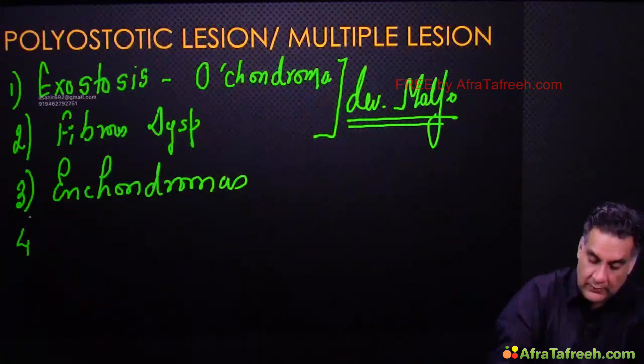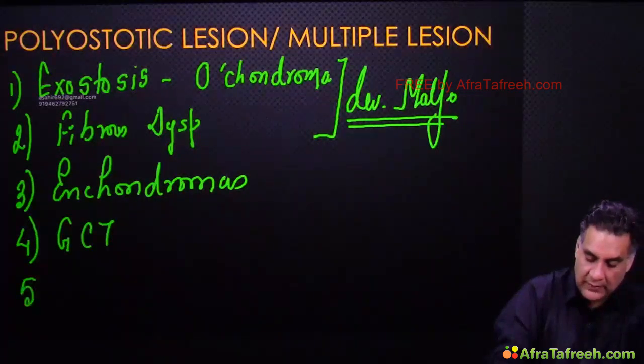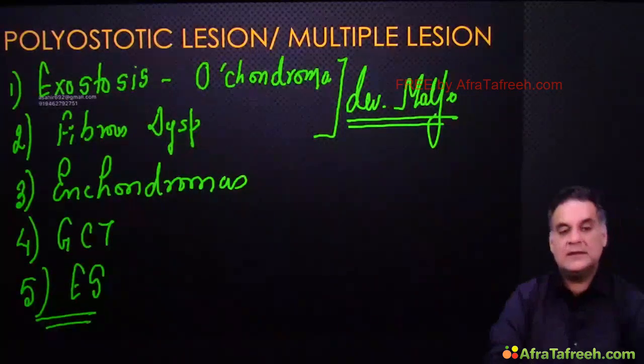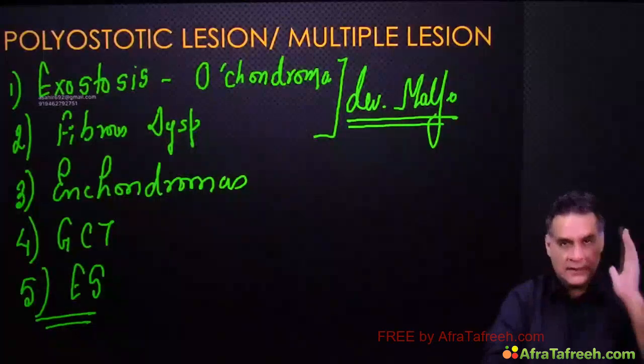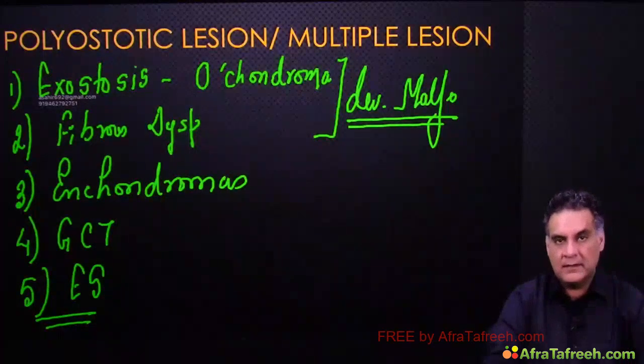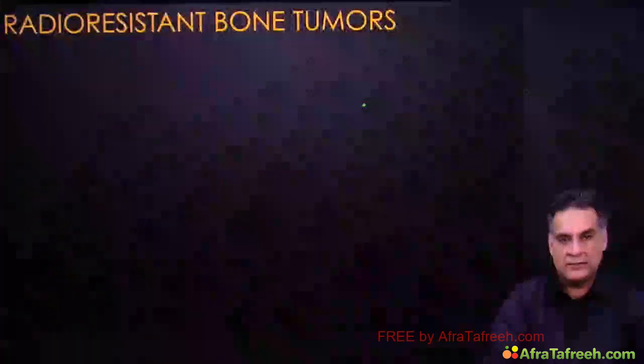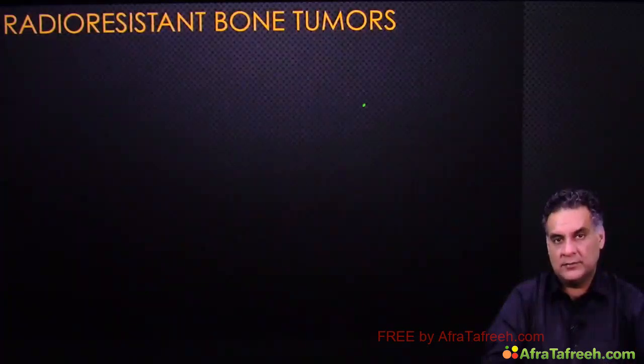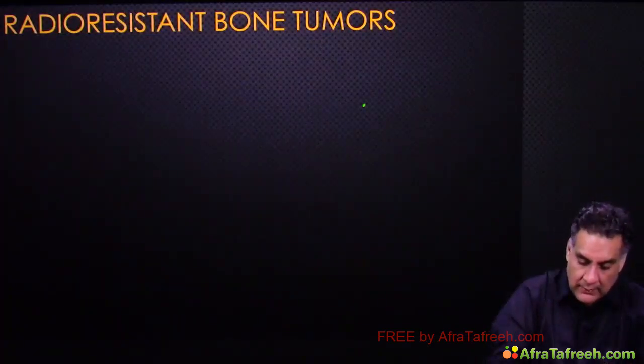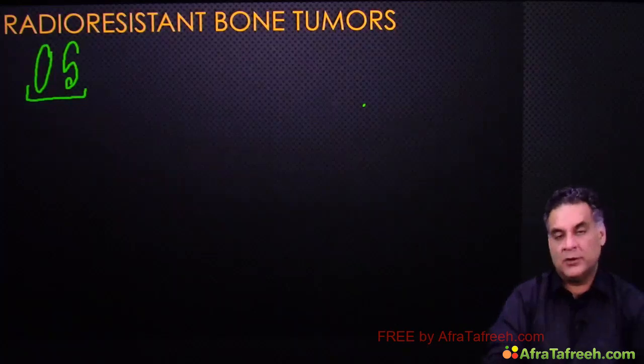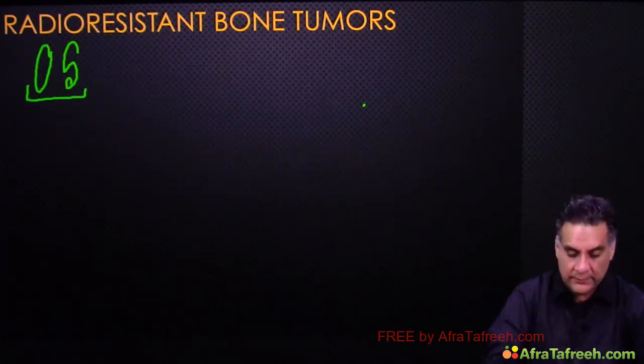Number 4, giant cell tumor. Number 5, Ewing's sarcoma. These are the 5 names that should be imprinted in your brain when they talk about multiple lesions or polyostotic lesions. Radio-resistant bone tumors. Remember the name osteosarcoma. 90% of questions on this point, this will be the answer.